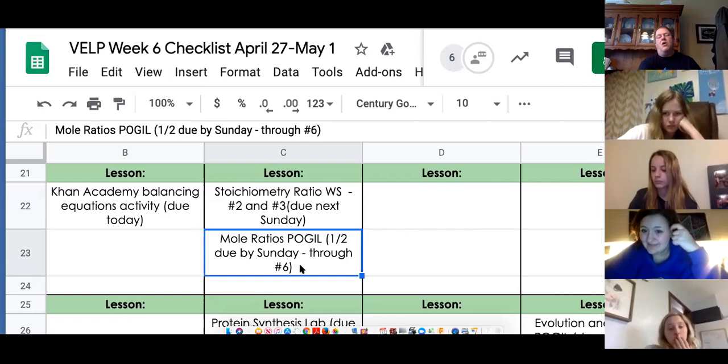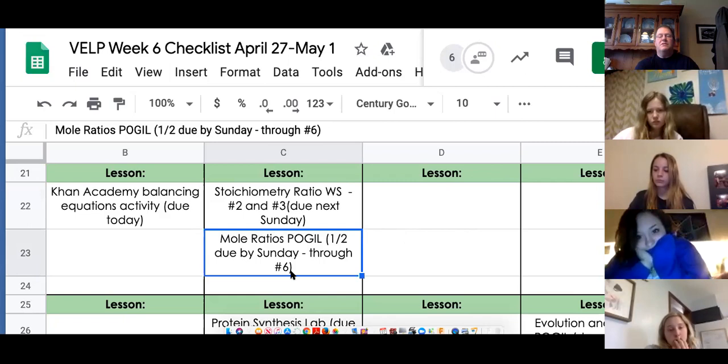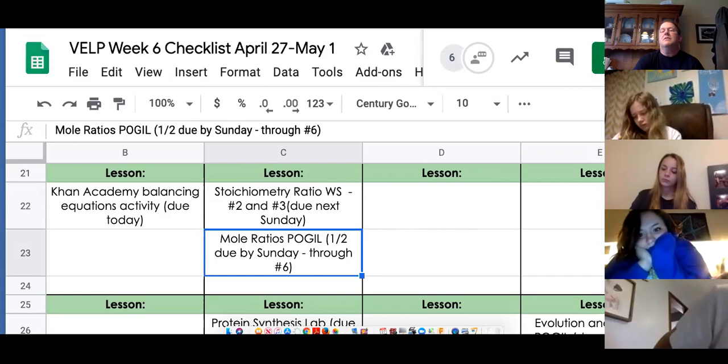Okay, also assigned is a pogle. It goes through the same skills. You shouldn't have any trouble with it, I'm assuming. But only do through the first six pogles on your Google Classroom. Questions?